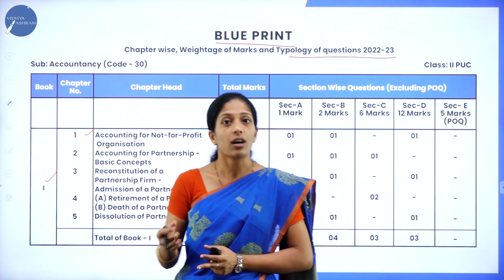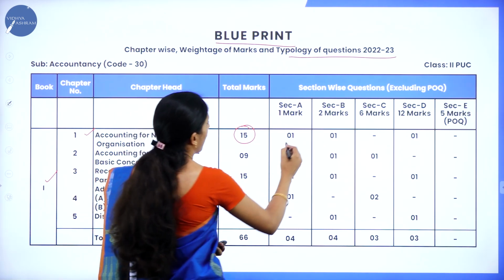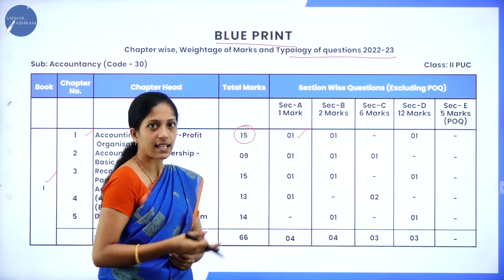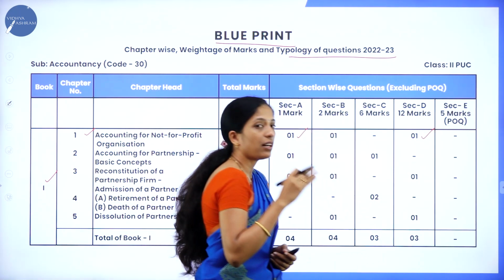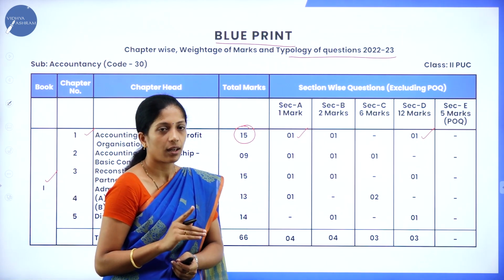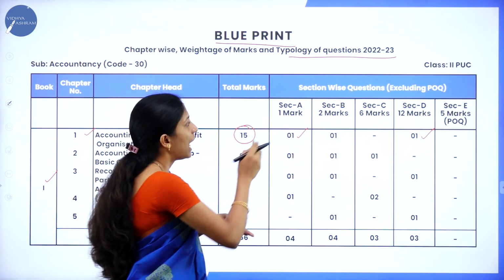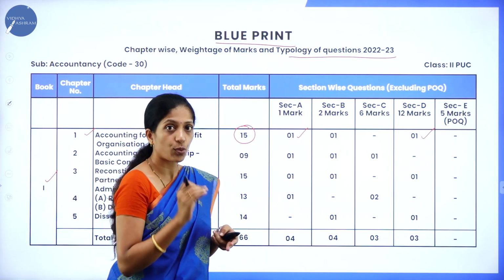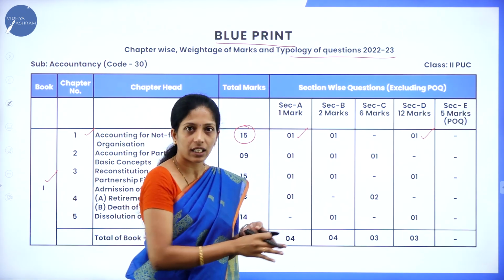Now how will the questions be asked for 15 marks? You will have 1 mark 1 question under section A, and under section D you will have 12 marks 1 question. Under section A, for 1 mark you will have 1 question, and under section D, for 12 marks, you will have 1 question. This is except your practical oriented question.